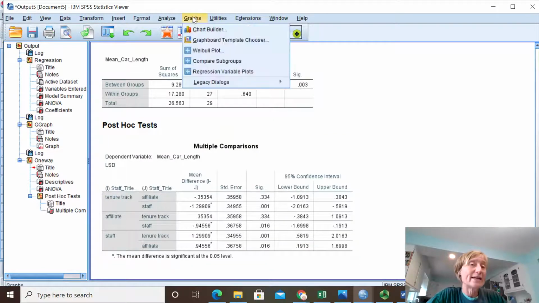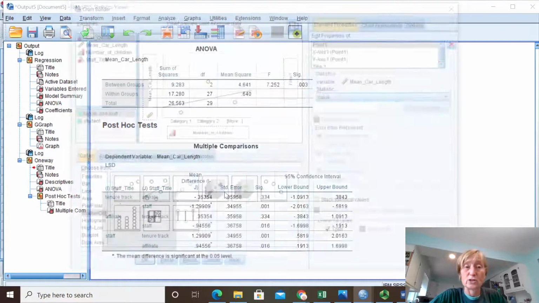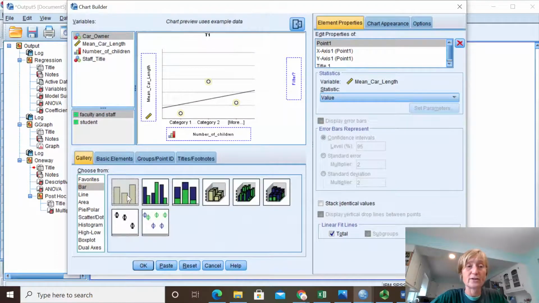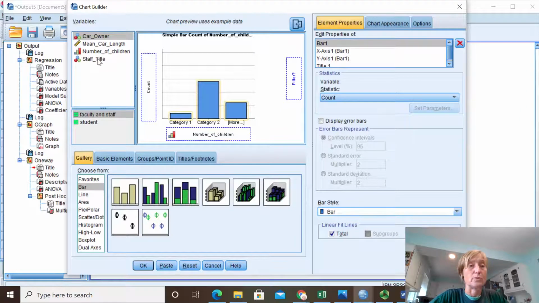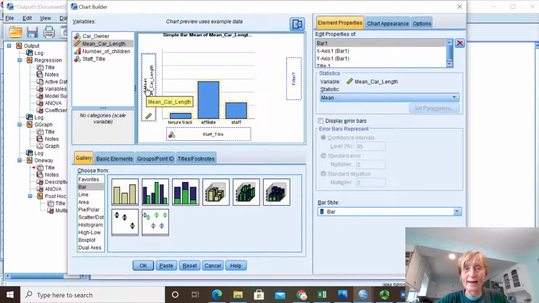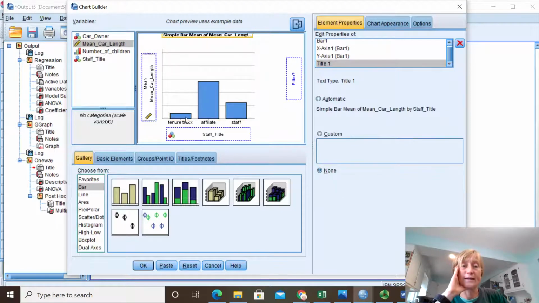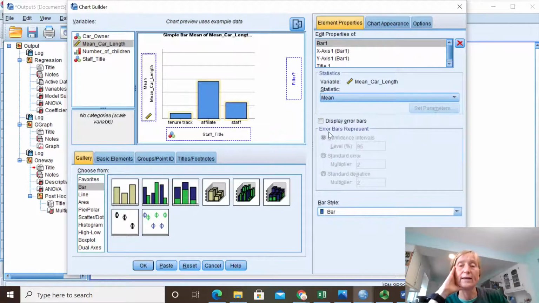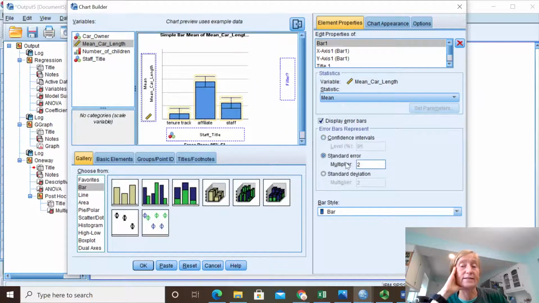I might want to do a graph again, and in this graph I would probably need to do a basic bar graph, okay? And I'd want to put my staff title as my x-axis, the independent. So we got tenure tracks, affiliates, and general staff. And my mean car length as the y-axis. And I would want to do a couple of things like get rid of the title. I don't like that. For the mean car length, I'd want to include the error bars, the standard error bars. Oh, this makes it by 2. I want to maybe make it by 1. There we go. So we have 1 standard error, not 2.